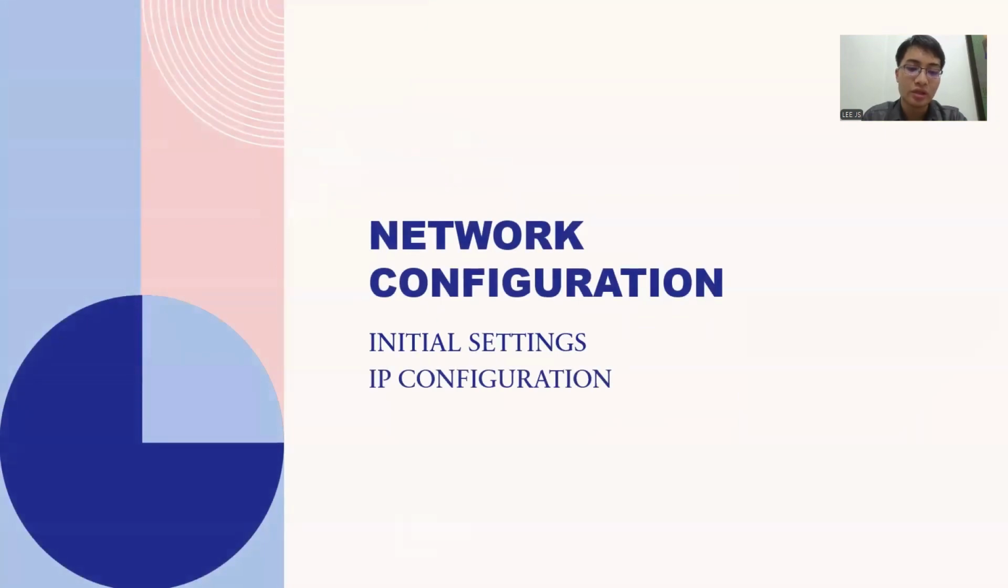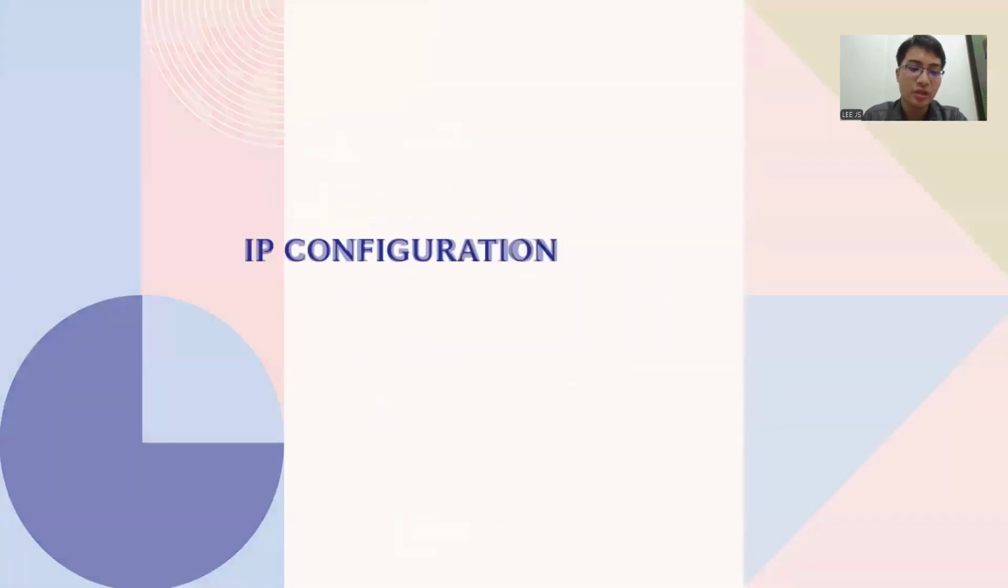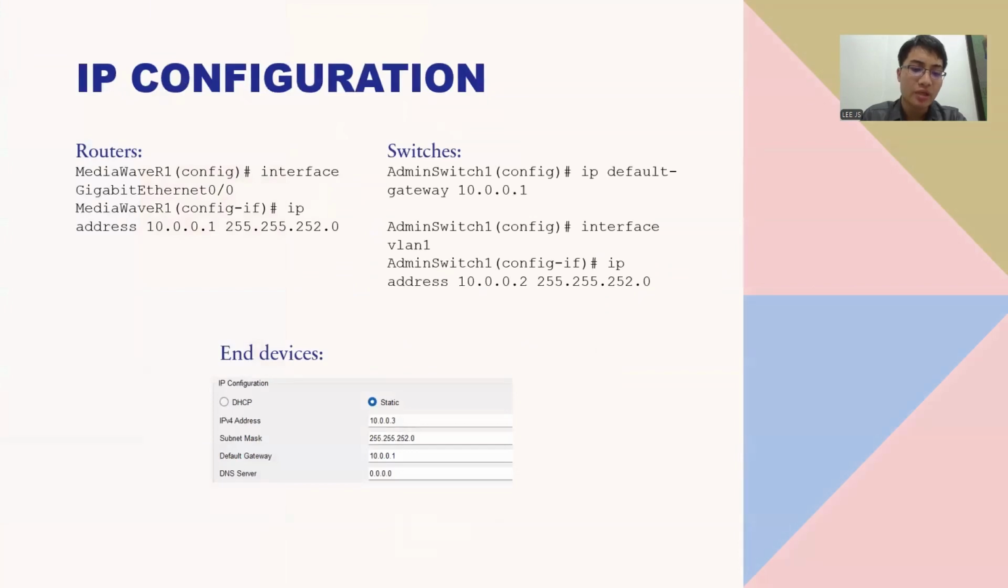And let's continue with the IP configuration. In order to assign the IP addresses to the devices, we use this command for the router, we use this command for the switch, and for the end device, we use this GUI provided to fill in the IPv4 address, subnet mask, and the default gateway.